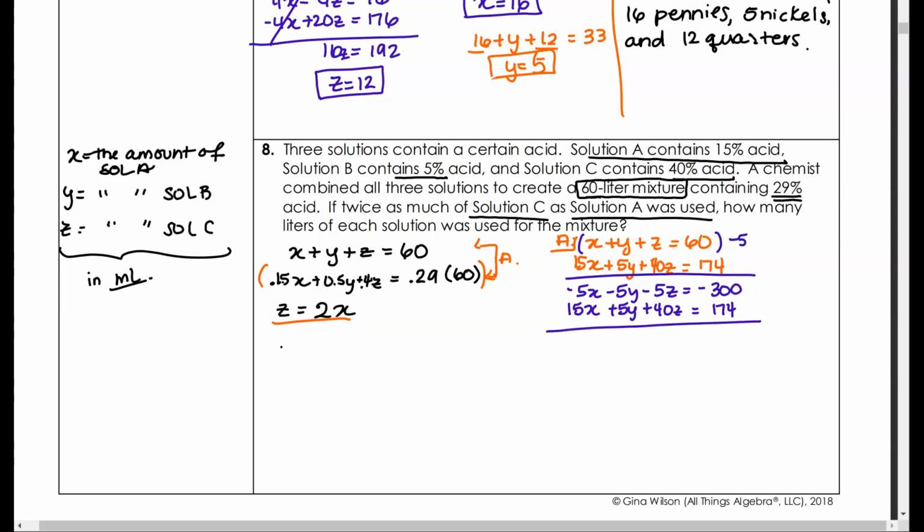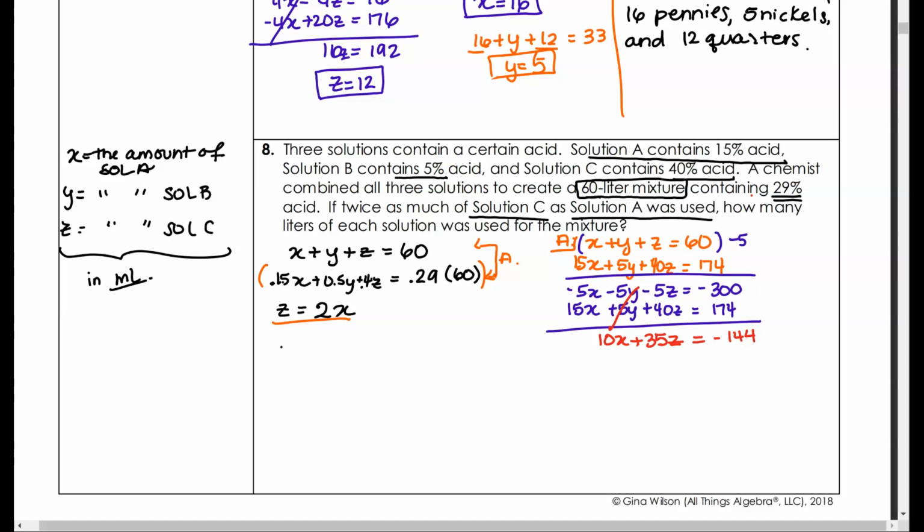All right, let's combine these. When I combine these, notice that my 5Y's cancel out, so I end up with 15X minus 5X. That's going to give me 10X. And then 40 minus 5, that's going to give me a positive 35Z. And then negative 300 plus 174 is going to give me negative 144.